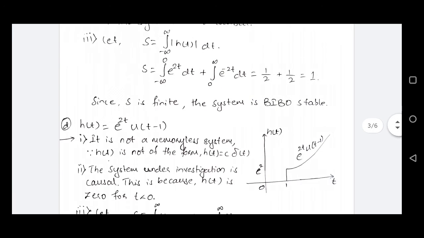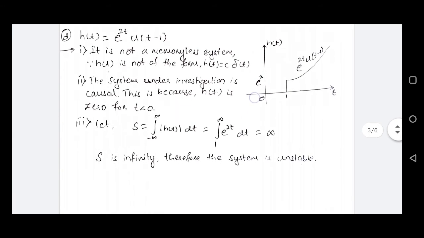And the fourth system that we'll consider has the impulse response h of t equals e to the power 2t u of t minus 1. Because of this u of t minus 1, this continuous time exponential impulse response will be present from 1 to infinity, as shown in the figure on the right side. And at t equals 1, the value of this exponential will be e to the power 2, or e square.